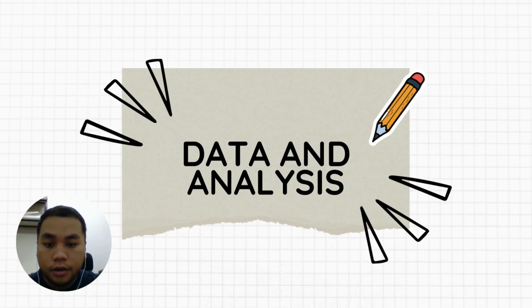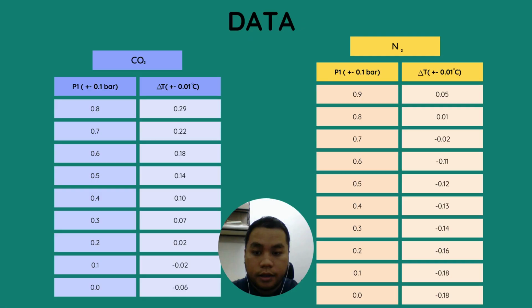Okay, now I will continue on the data and analysis. So this is our data for this experiment. We are observing two different gases, which are carbon dioxide and nitrogen. We are manipulating the pressure with uncertainty of plus minus 0.1 bar, and we observe the temperature difference with uncertainties of plus minus 0.01 degrees Celsius. So we are decreasing the value of pressure with 0.1 difference, starting from 0.8 for carbon dioxide to 0, and for nitrogen starting from 0.9 until 0.